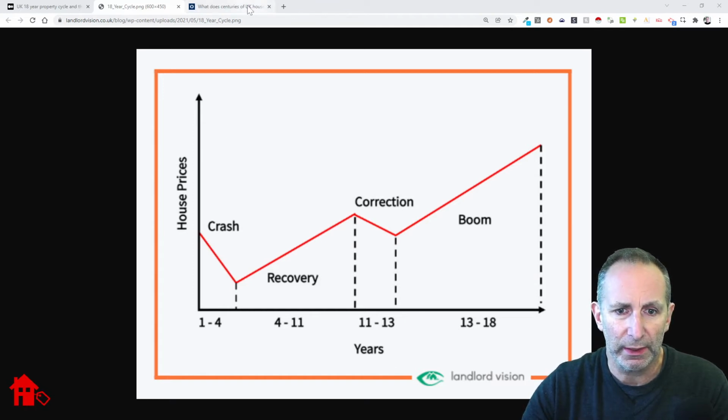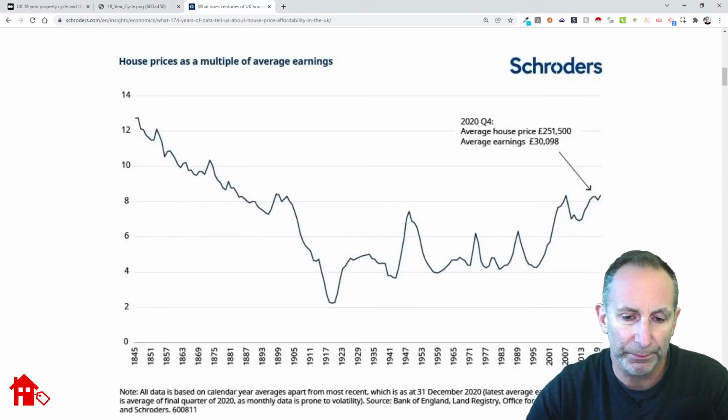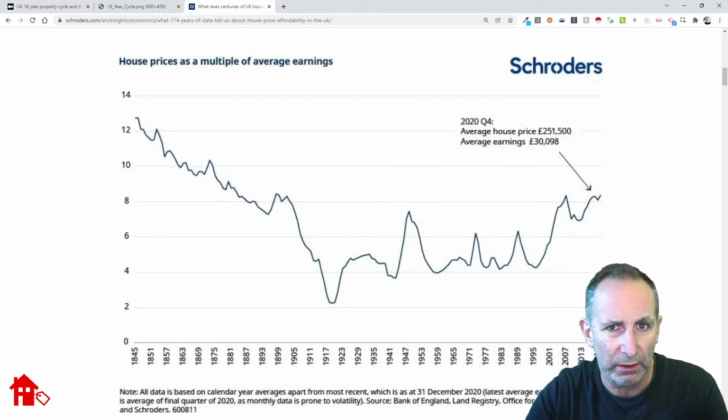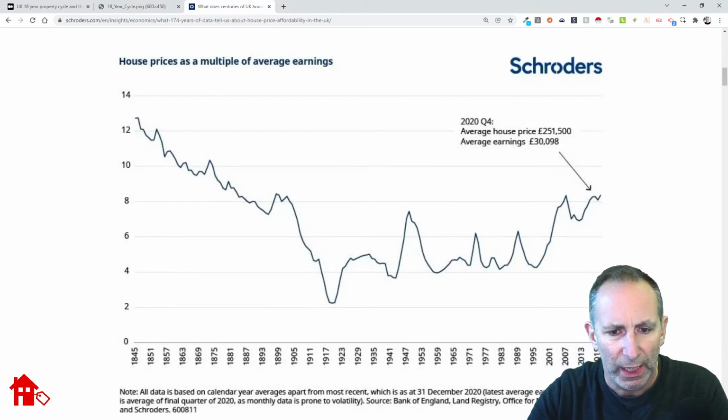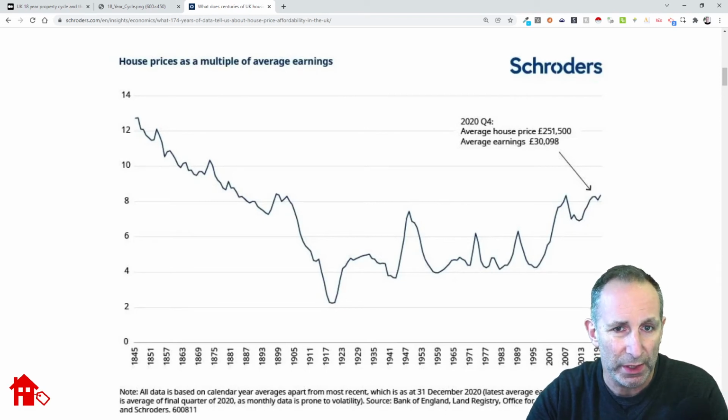And you may think, well, okay, that's fine, but does it repeat itself? Is it a real thing? Well, here's a really nice chart from Schroders. And this looks at house price affordability over time. And the reason this is good is because whenever there's a surge in house prices, affordability drops. And this data, which originated from the Bank of England, as far as I know, and Land Registry, just shows you how repetitive these different cycles are.